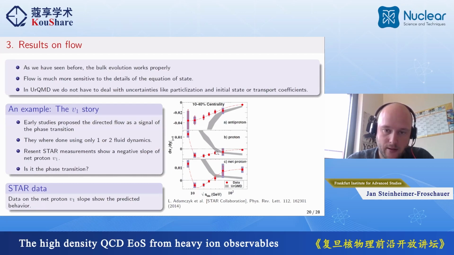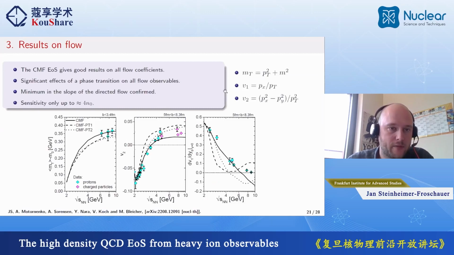And this is the standard UrQMD simulation. So the question is, does this signal a phase transition? What we did is we used our CMF equation of state and two different phase transition equations of state and calculated it. We calculated not only V1, which is on the right-hand side. Here the solid line is always the standard CMF equation of state, which has a crossover and doesn't have a real phase transition. And these two are the ones with the phase transition.